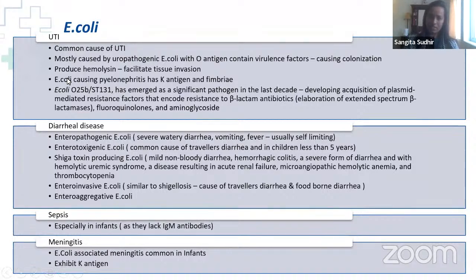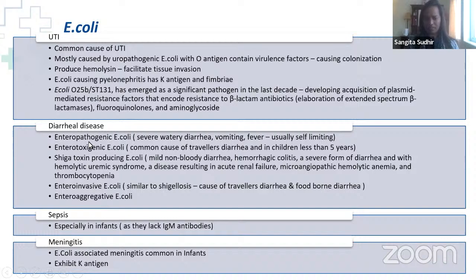There are other difficult to treat strains, O25, ST131. These are also more pathogenic and have the ability to develop into more resistant strains. Another important one is E. coli causing diarrheal disease, gastroenteritis. Gastroenteritis is different and diarrheal disease is different. And there are different types of strains.